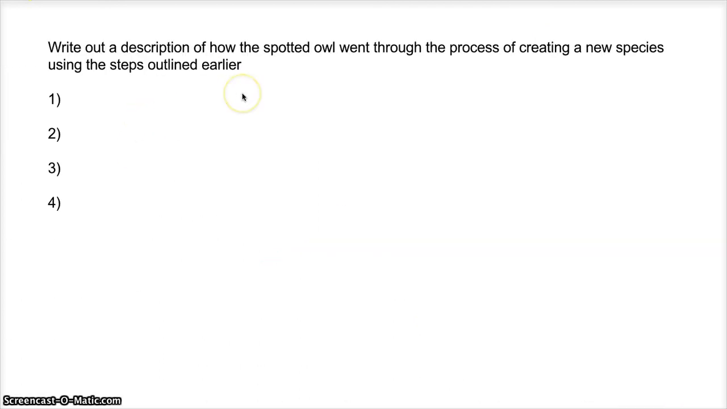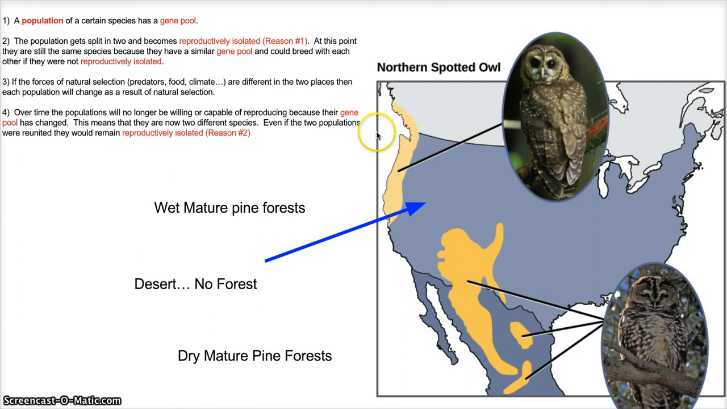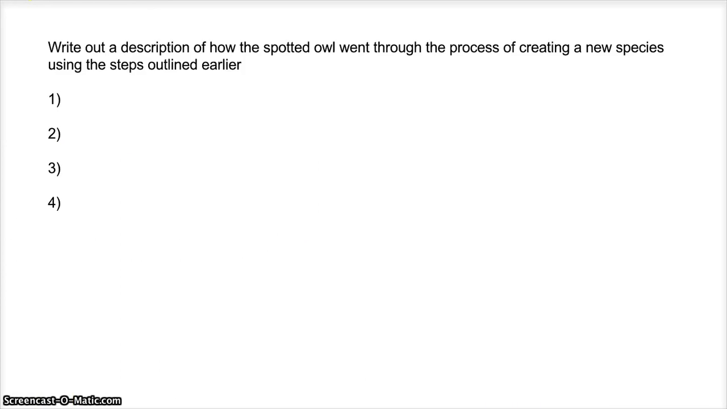Okay? Now, here's what I want you to do. I want you to write out a description of how the spotted owl went through the process of creating a new species, using the steps that I outlined earlier. I pretty much went through it, so if you need to rewind the video and listen to what I just said again, you can. But I need you to apply each of these 4 statements to what happened to the spotted owl. Tomorrow we're going to do the same thing with humans, and I would like you to turn this in on a little half sheet of paper so that I can see how well you explained each of these steps. I'm looking for sentences, not bullet points. Thanks, guys. See you tomorrow.